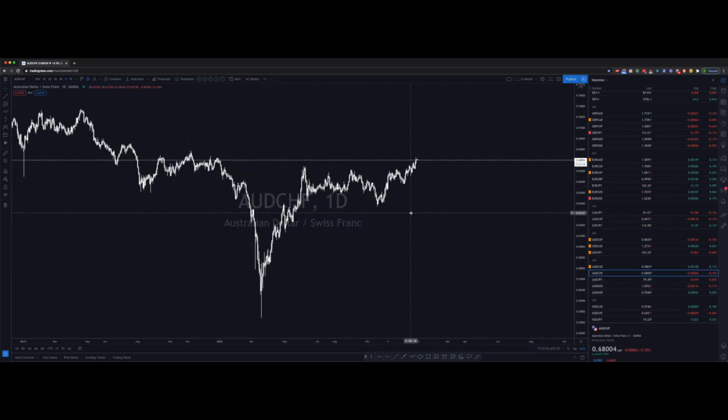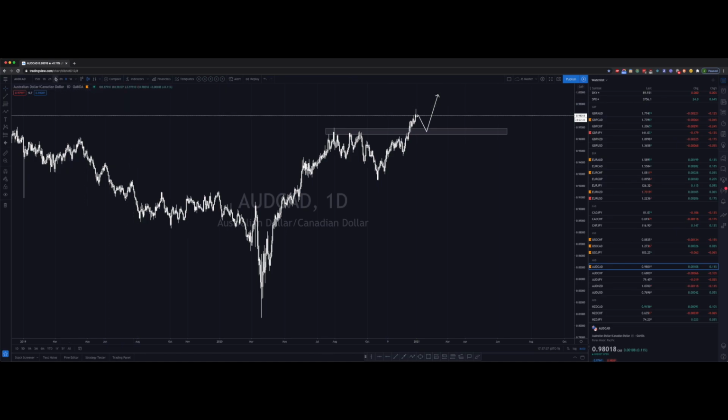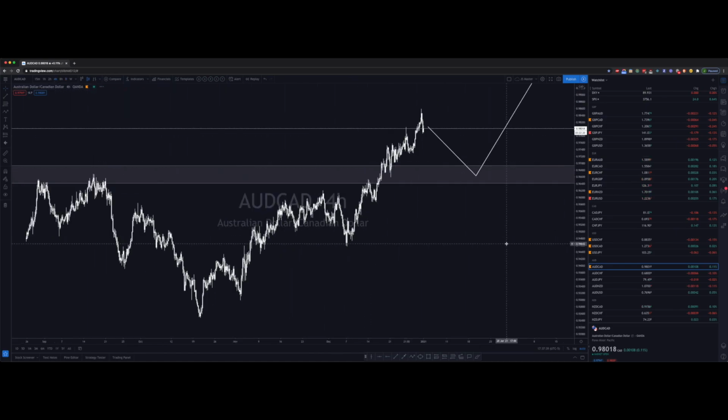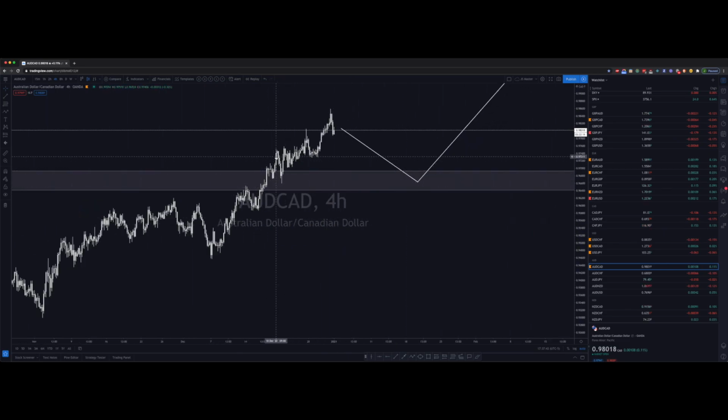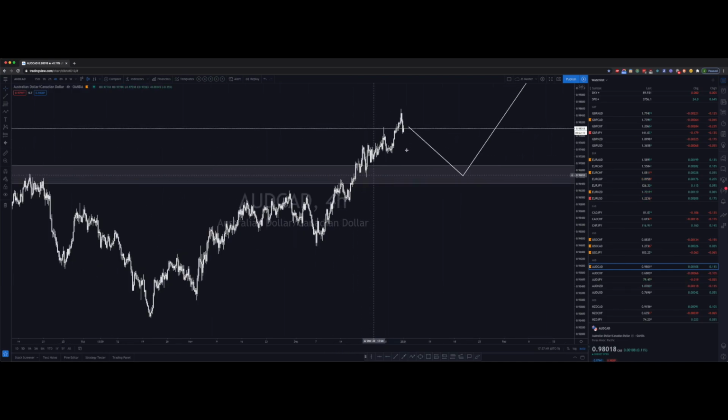GBPCHF, same kind of deal, but price is just kind of trickling up. No real clear impulsive movements. Actually, let me have a look before I go back. Yeah, you see, price broke through. It wasn't really that impulsive, but it did come back to test the level. So I believe the analysis is still the same.